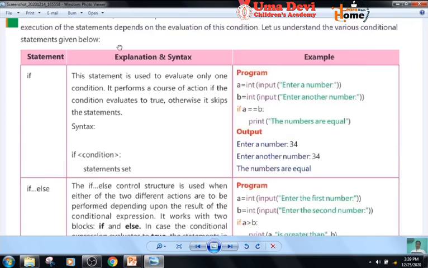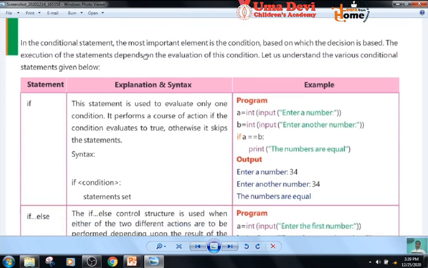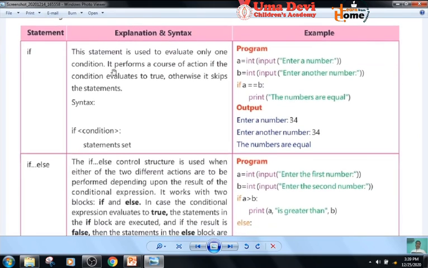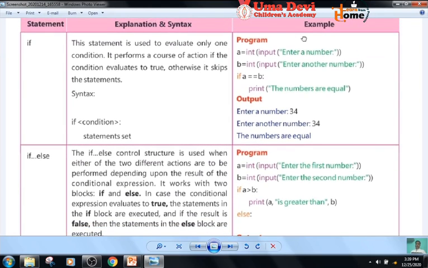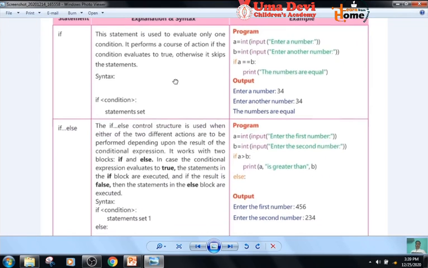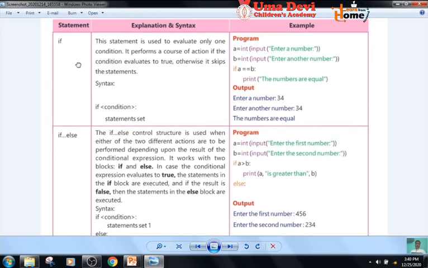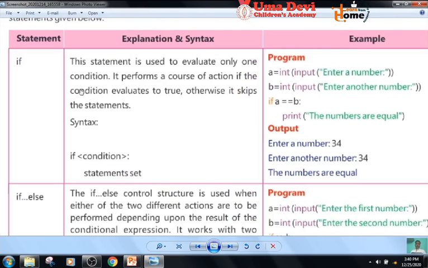In the conditional statement, the most important element is the condition on which the decision is based. The execution of statements depends on the evaluation of this condition. Let us understand the various conditional statements given below: statement, their explanation and syntax, and example. Look at here. Firstly, we will read about these two. The if statement. Look at here, the if statement.